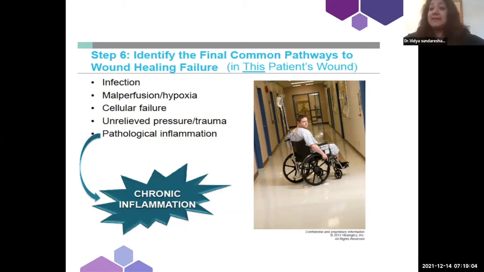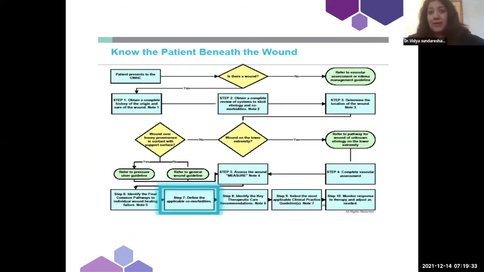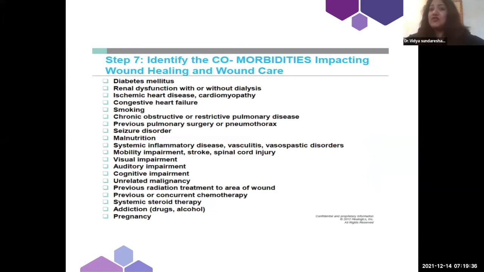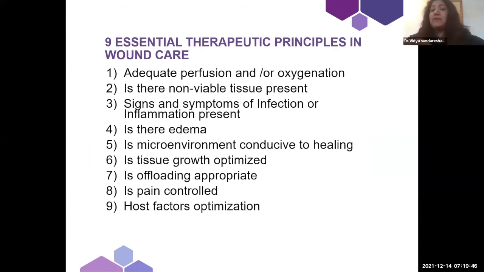So once you have assessed and gotten a fair idea, to make sure that you are instituting a good therapeutic regimen for the patient, you want to make sure that you are assessing the patient as a whole. So make sure there's no infection, there's no malperfusion or hypoxia, there's no cellular failure, there's no unrelieved pressure, trauma, pathological inflammation, chronic inflammation in this patient, and all the comorbidities that you want to address in this patient. Diabetes, renal dysfunction, ischemic heart disease, is the patient a smoker, is the patient malnourished, all those you definitely want to get information on and address when you're taking care of these patients.